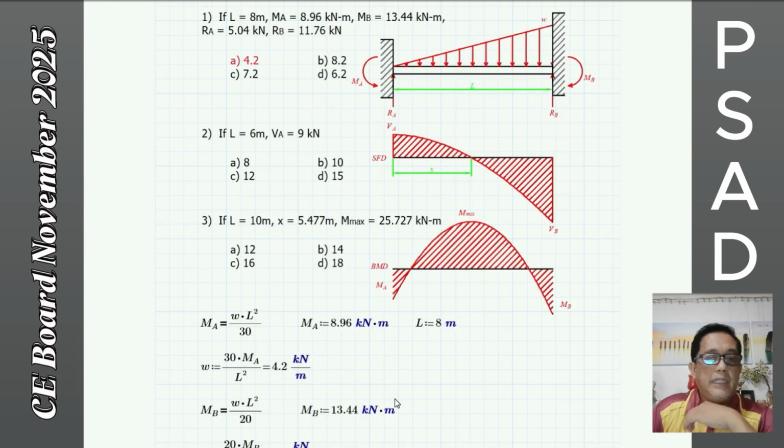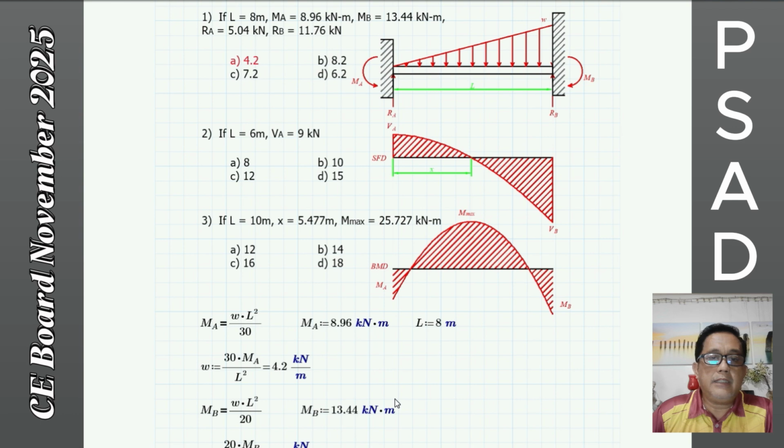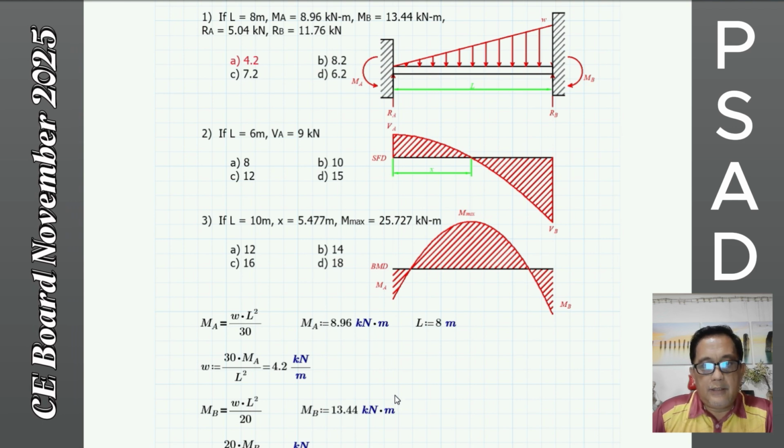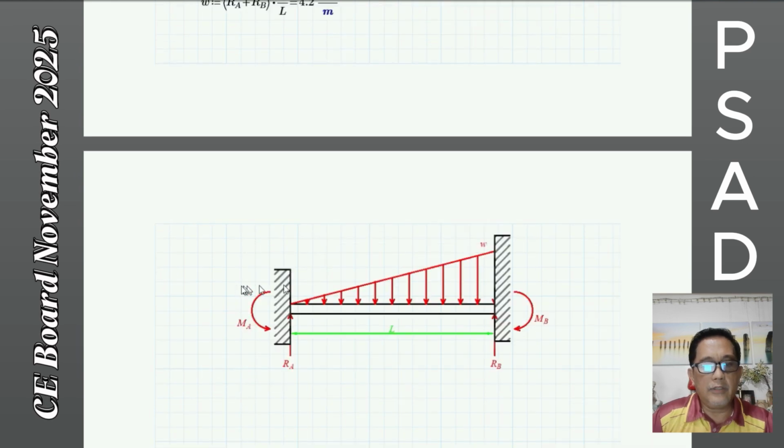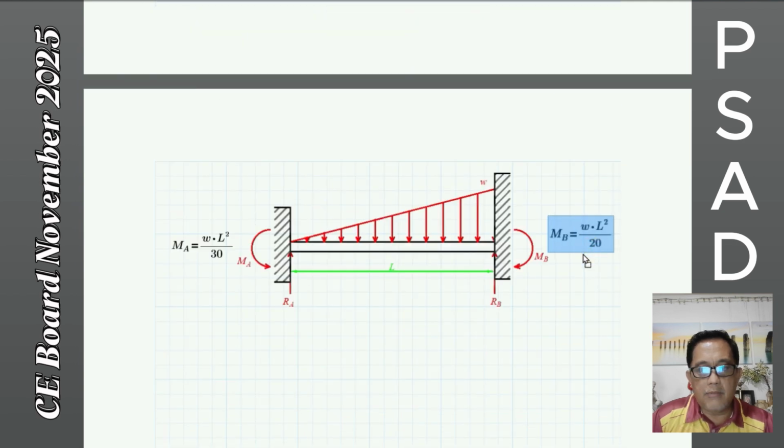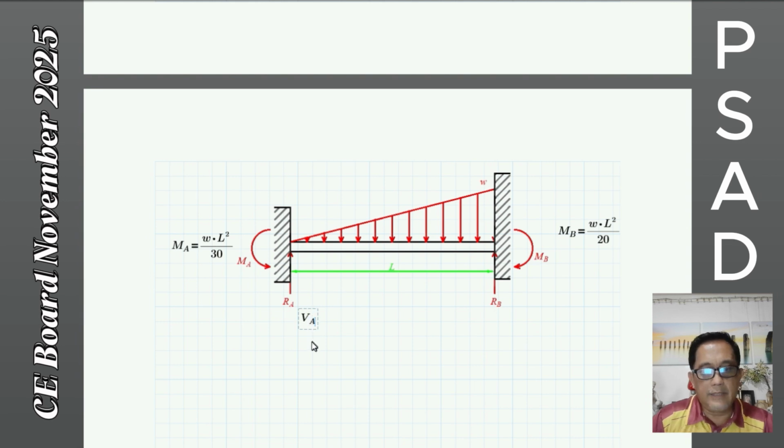Number 2. If L is 6 meters and the shear at A is 9 kilonewtons. Now the shear at A will be equal to the reaction at A. So let's just solve the reaction at A, then we'll equate that to the shear at A. Here's the load diagram again. MA is WL square over 30, MB is WL square over 20. This RA is equal to the shear at A. Let's call that V sub A instead of RA.